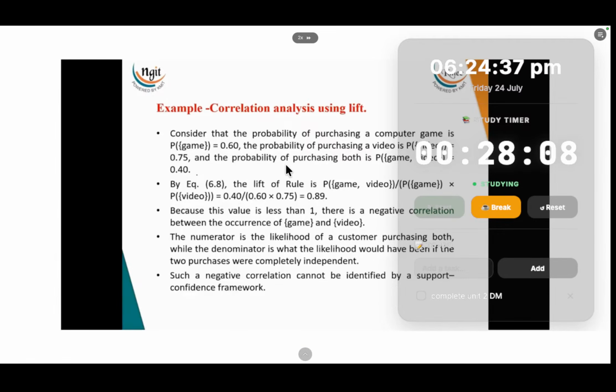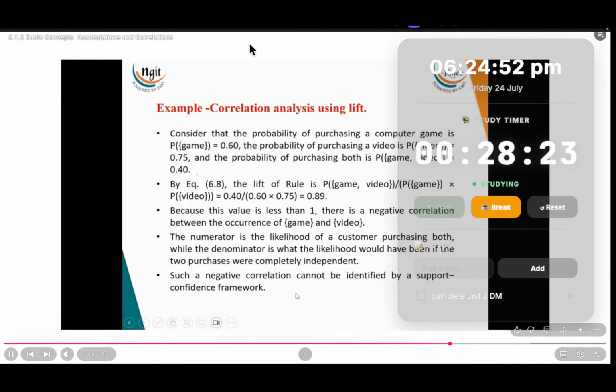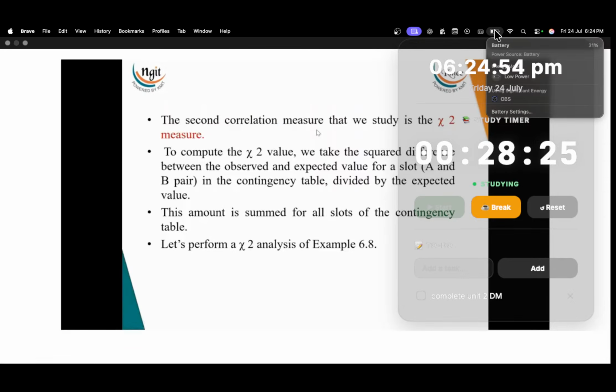But when you are using support and confidence, what are we getting? We are getting a strong association rule, that they are very frequently bought together, right? To overcome those problems, we can use this correlation analysis, which gives the exact result for the frequent item sets. Here, it's telling us that it's negatively correlated. Such a negative correlation cannot be identified by the support and confidence framework. Now, this is about the lift.